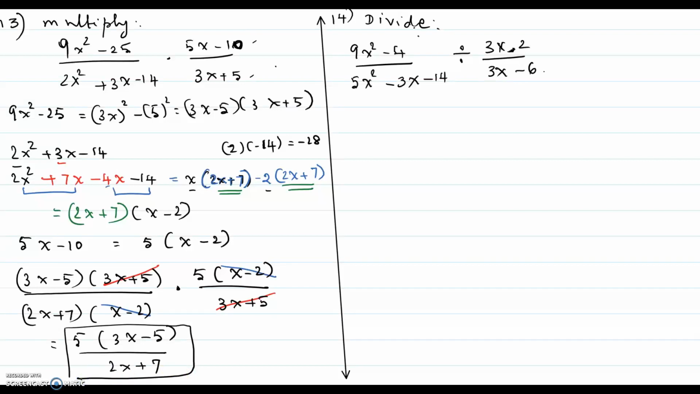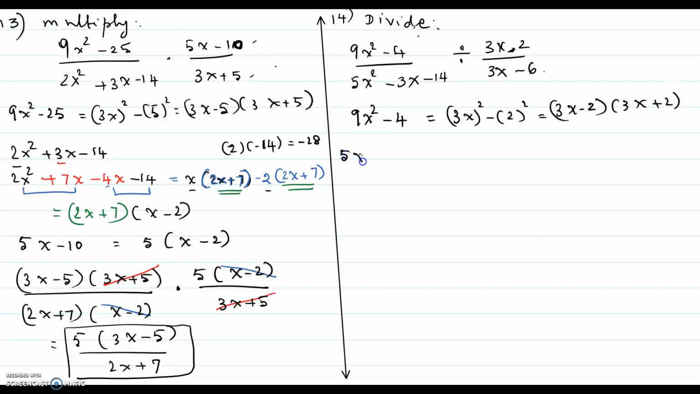Now let's try the next problem. Divide (9x² − 4)/(5x² − 3x − 14) divided by (3x − 2)/(3x − 6). Just like the previous problem, we are going to factor every expression on the numerator and the denominator. So let's first try 9x² − 4. This looks like difference of 2 squares. So write this as (3x)² − (2)². So you can write this as (3x − 2)(3x + 2).